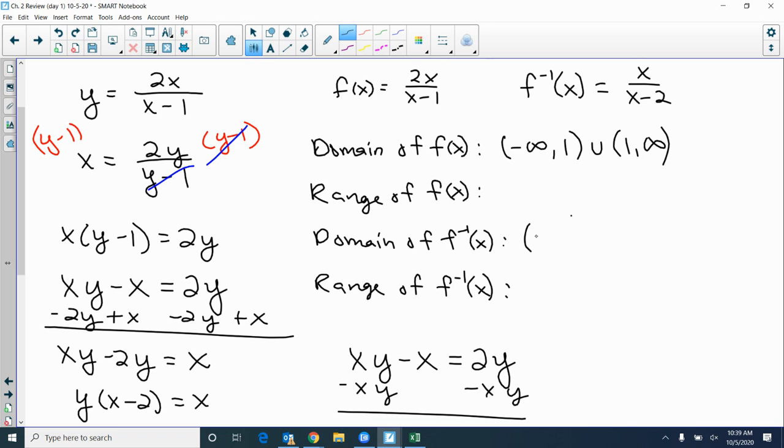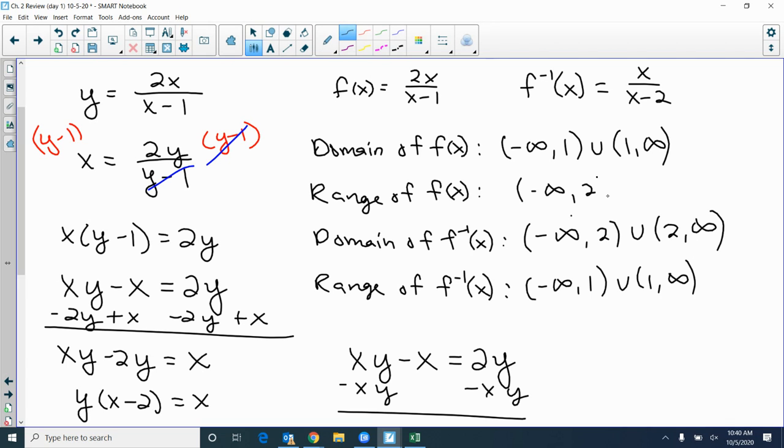I got that as negative infinity to 5, union 5 to infinity. Is that supposed to be x minus 5 or x minus 2? Sorry, I did the wrong problem. All right. Negative infinity to 2, union. Good. Okay, and so the domain of the function is going to be the same as the range of the inverse, and then the range of the original function will be the same as the domain of the inverse. Okay, good.